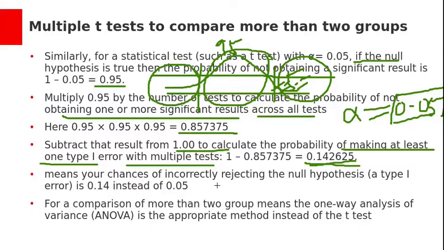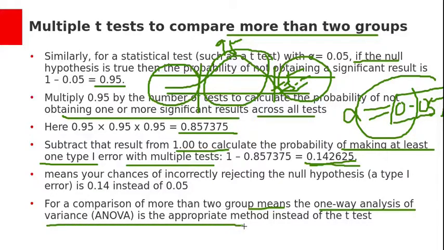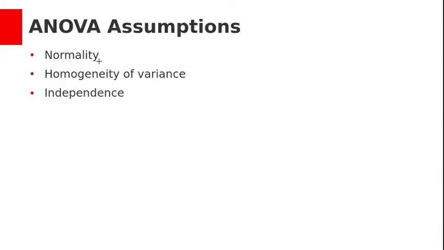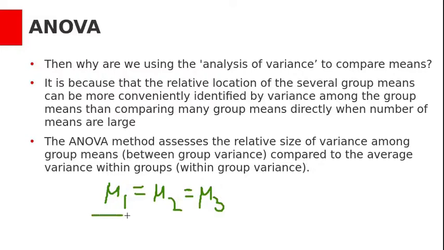So to compare more than two means, if you use multiple t-tests, you will end up with wrong type 1 and type 2 errors. So for comparison of more than two means, one-way analysis of variance is the appropriate method instead of multiple t-tests. ANOVA can only be performed when the variable is normally distributed. We have already seen how to test this normality. The second condition is homogeneity of variance, meaning the variances within each group are equal. The third one is independence, meaning that the subjects in one group should not affect the subjects in another group.